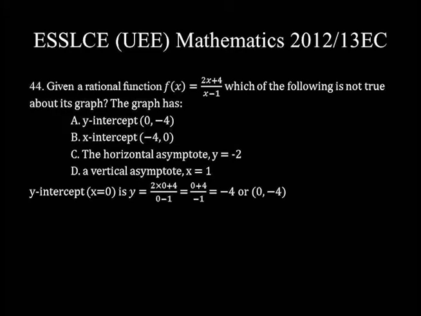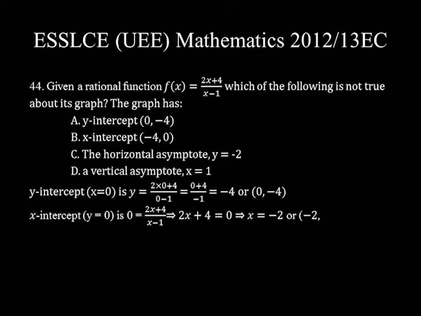B, x-intercept is (negative 4, 0). X-intercept, or y is equal to 0: 0 is equal to 2x plus 4 divided by x minus 1. 0 means 0 over 1. So multiplying crisscross, 1 times 2x plus 4 is 2x plus 4, which is equal to 0 times x minus 1, which is 0. This implies taking positive 4 to the other side of equality and dividing by 2, we will find x is equal to negative 2. Or the x-intercept is (negative 2, 0). So choice B is not true.